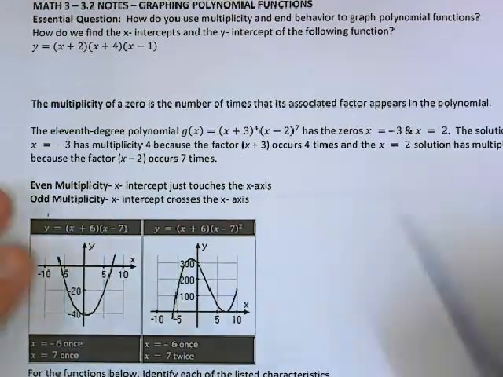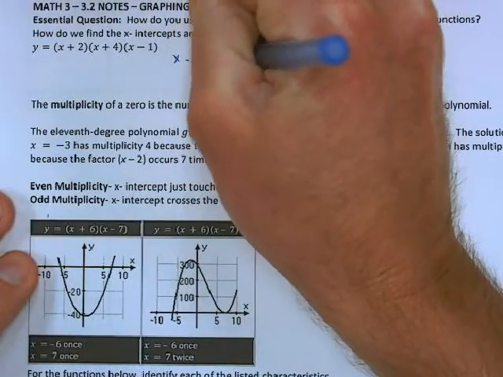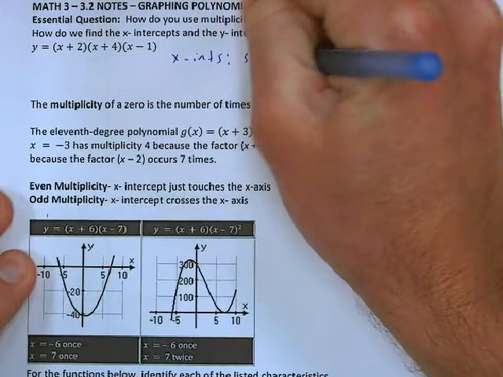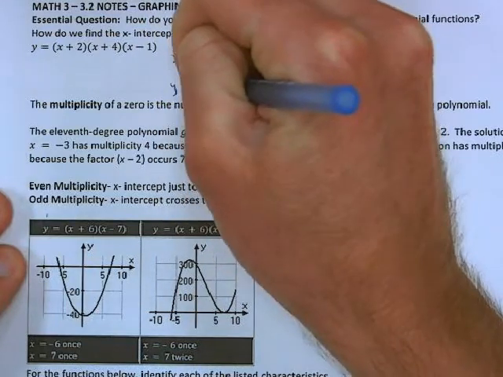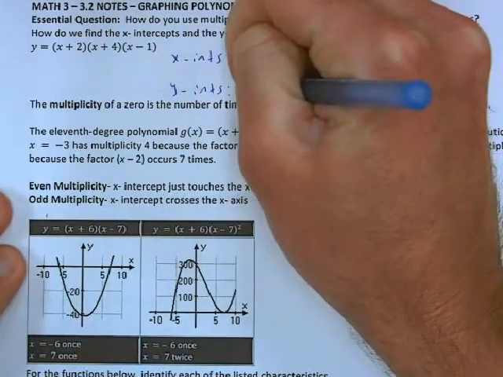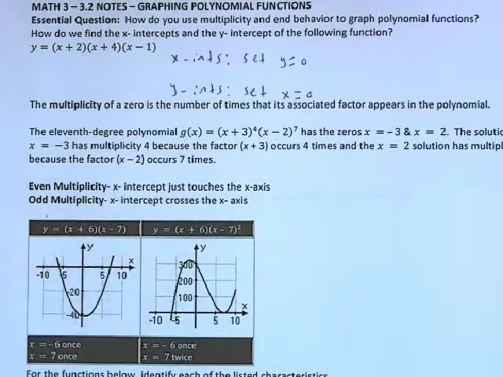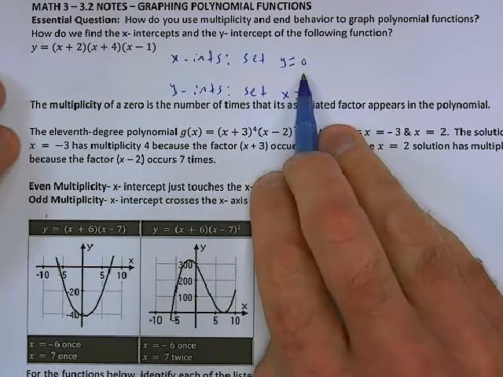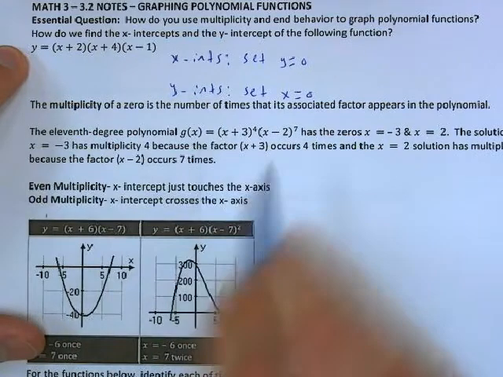Okay, so again, to find our x-intercepts, we want to set y equal to 0. And for our y-intercepts, we want to set x equal to 0. Okay, so let's do that. If we set y equal to 0, so we have 0 equals this stuff. Well, when is that going to come out true?